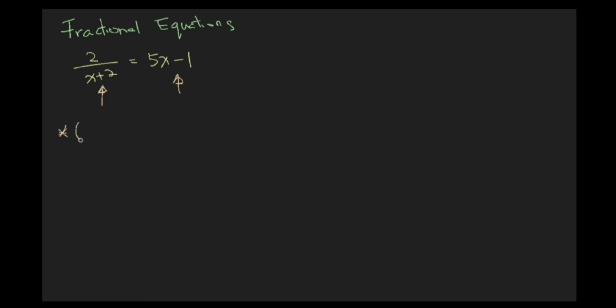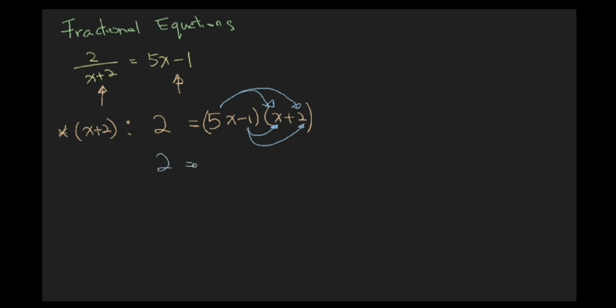So I'm going to multiply by x plus 2, and when I do that, on the left hand side I'll be left with 2. On the right hand side I will have 5x minus 1 multiplied by x plus 2. So let's open up the brackets. Now you have to remember that when you open up the brackets, you have to multiply 5x 2 times and minus 1 twice.